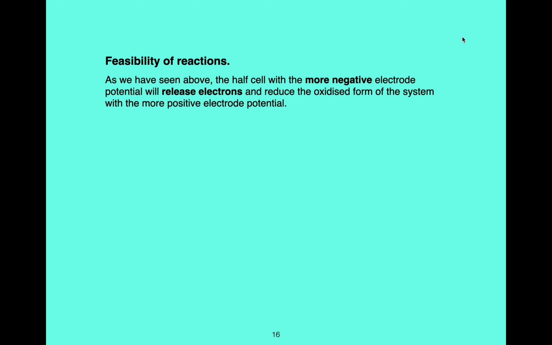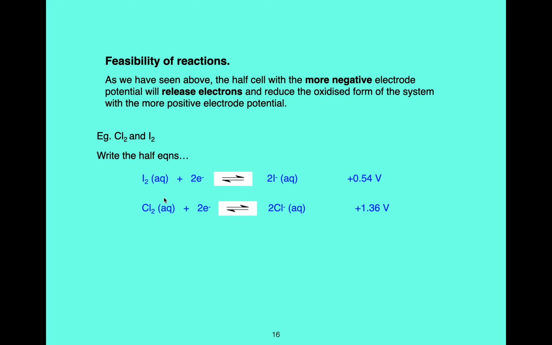Now, all of this sounds a little bit academic, but you've got to practice these things. There are two possible ways around to have it, and you've got to make sure you get it the right way around. So let's take a system that we're very familiar with: the displacement of halide ions by halogens. We've always known that chlorine will displace iodide. Chlorine will become chloride and iodide will become iodine. We know that, and that fits with our new knowledge, doesn't it?